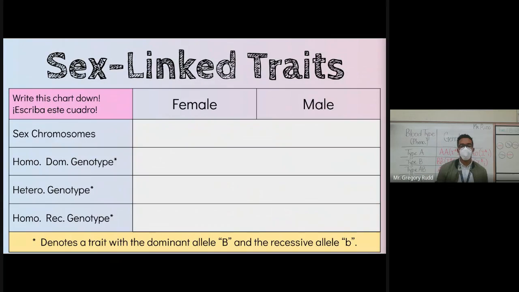So this is a cool chart, and I do want you to write this chart down. Before I even reveal what's in the chart, why don't you go ahead and draw it? As you can see, we've got 6 rows and 3 columns. That first column will show the sex chromosomes, and it'll also show the 3 genotypes. We're going to have a column for female and a column for male.